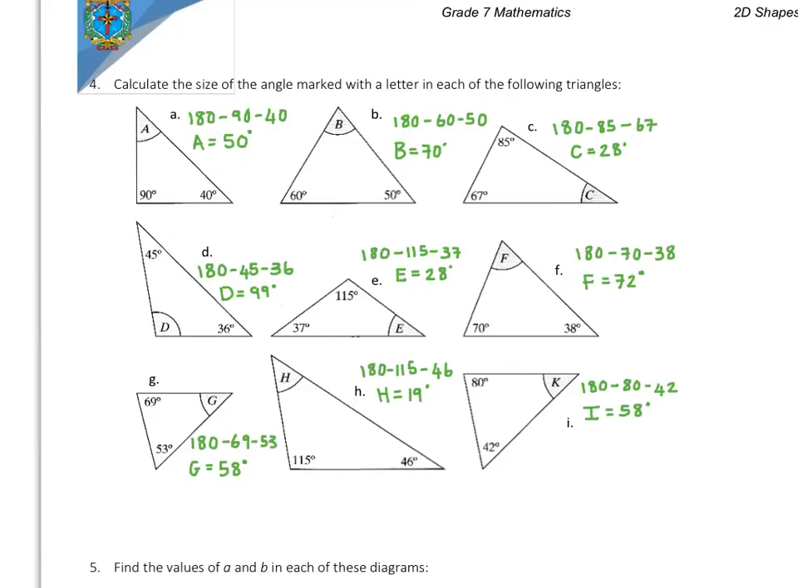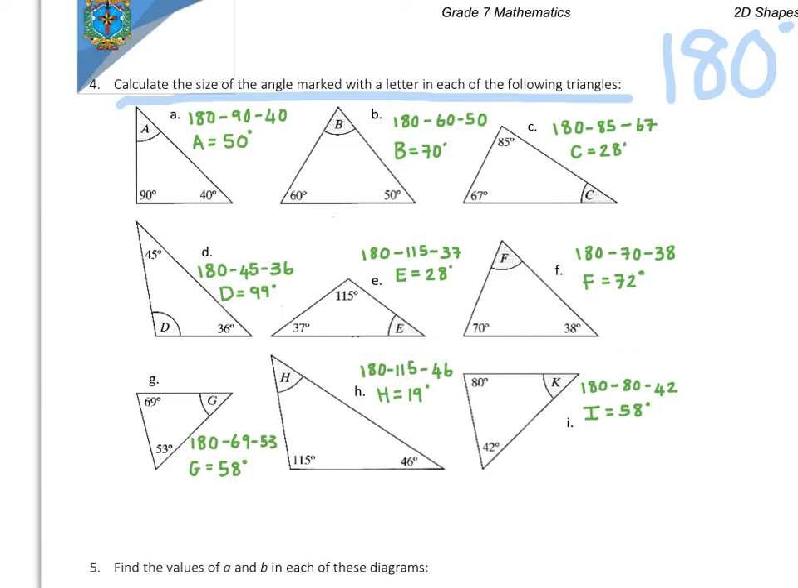Okay, one of the other facts we also learned in junior school is that the interior angles of a triangle add up to 180 degrees. So inside a triangle, if you add up all the degrees of the interior angles, it gives you 180 degrees. We use that fact a lot in maths. So this is just some practice on that.